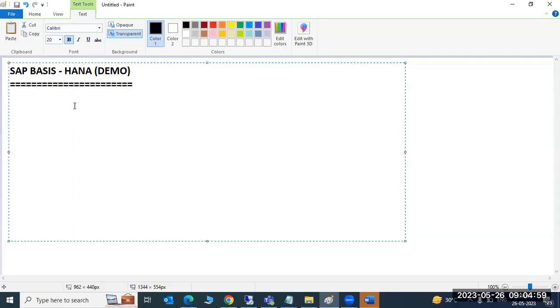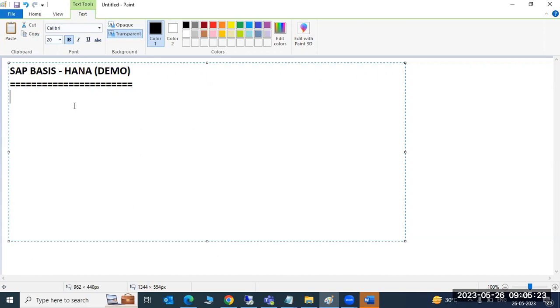Today's agenda is what we are going to discuss about the course in detail: what topics we are going to cover as part of our course, the course duration, the course structure, and the timelines which we have to decide. Those things are the agenda, along with some introduction about SAP.